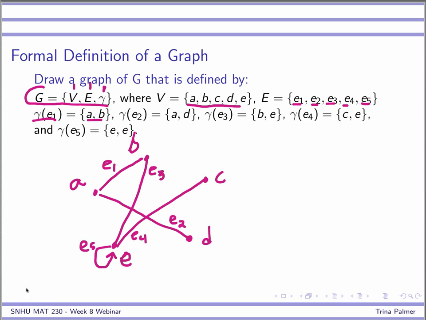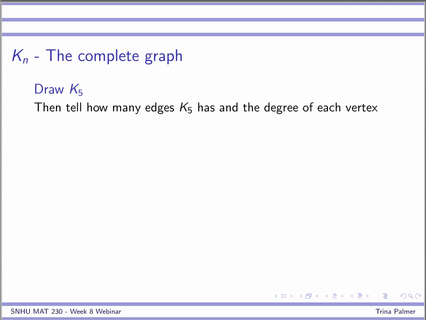So there's kind of a formal way to define graphs. Again, it's a set of vertices, a set of edges, and then a list of paths that go with it. A complete graph, denoted Kn, with n meaning the number of vertices, so K5 would have 5 vertices. So there are my 5 vertices. A complete graph is complete because it has all possible edges, so it connects every vertex with every other vertex. I want to know how many edges K5 has and what the degree of each vertex is.